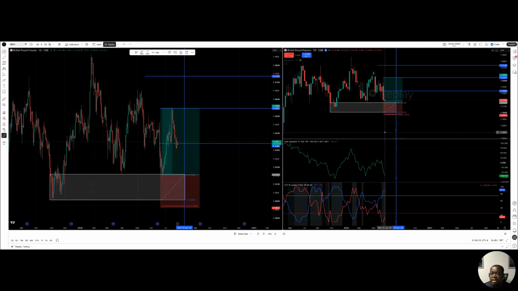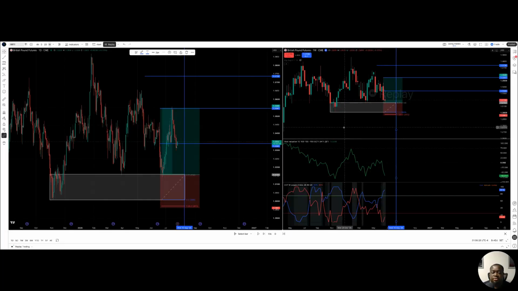The next thing that I did was I looked at the valuation to see where it's valued on the weekly. And on the weekly, it looked like the valuation is almost at undervalue figures, which is also a good sign that the British pound is going to be going up.